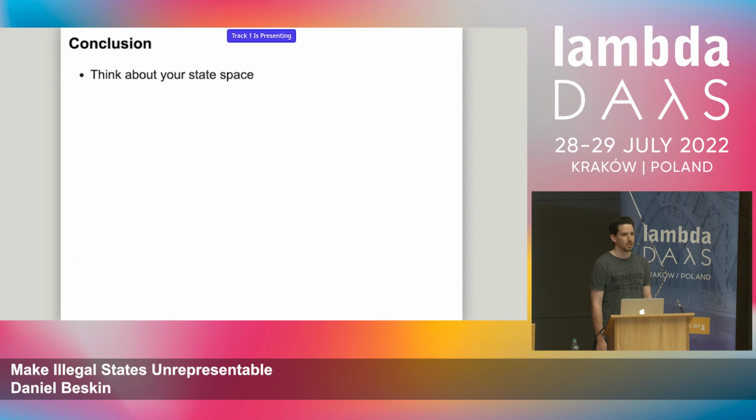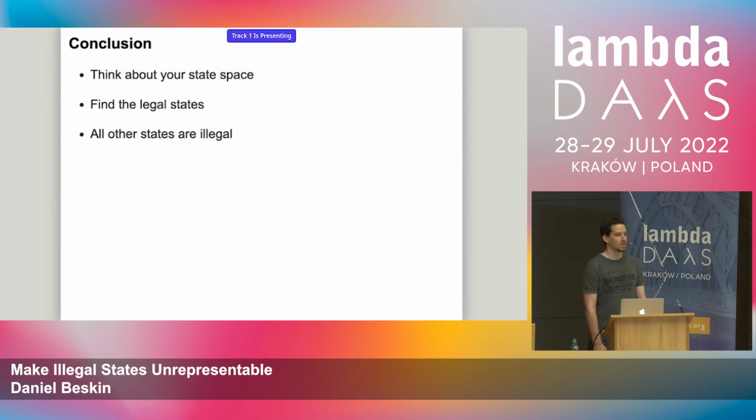Whenever you tackle a new domain, try to think about the state space of your problem, the various states that the system can arrive at, and what can happen. Find the legal states in your system and define them to match your requirements or whatever other error conditions that you might care about, and all the other states are illegal.